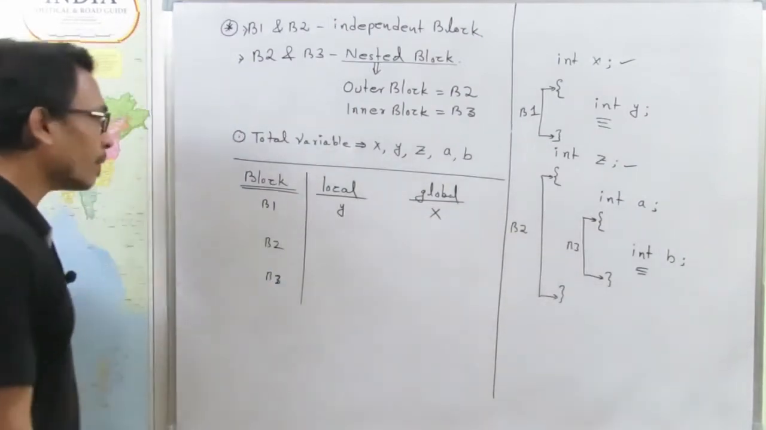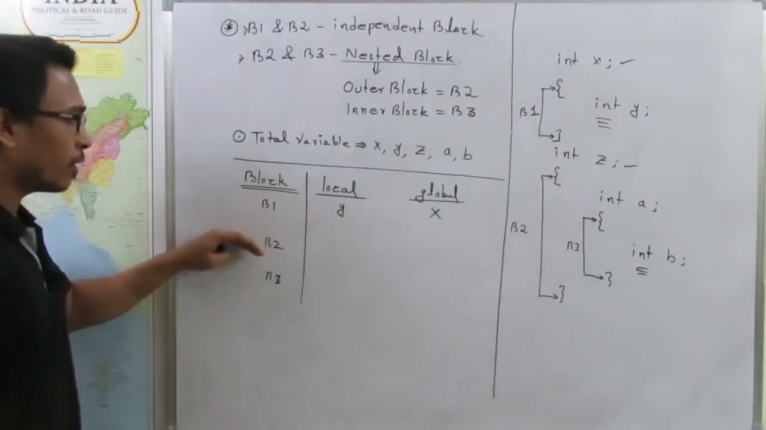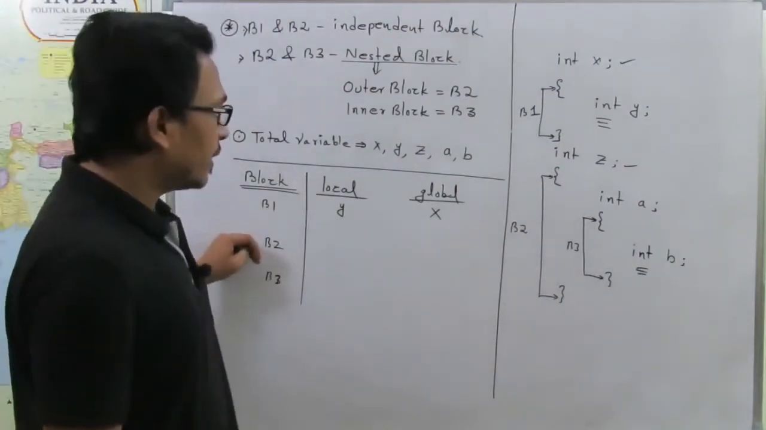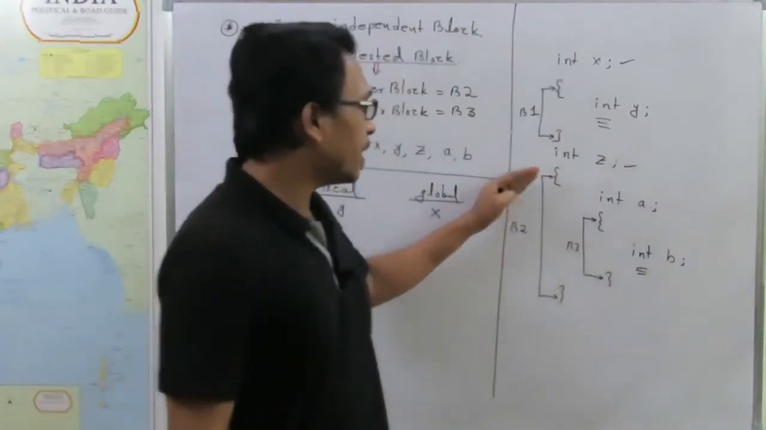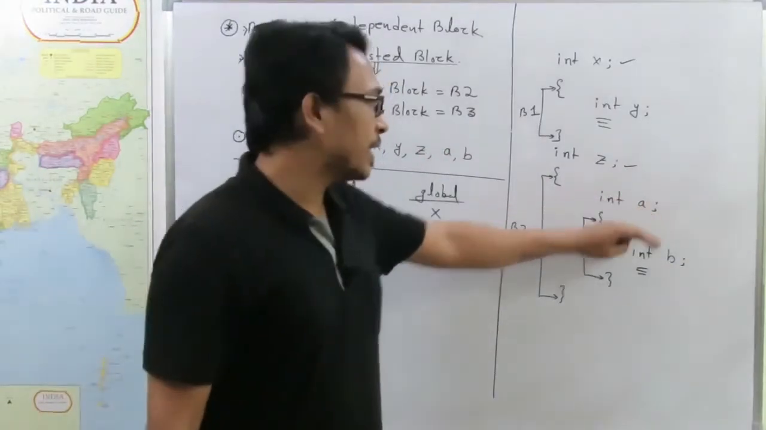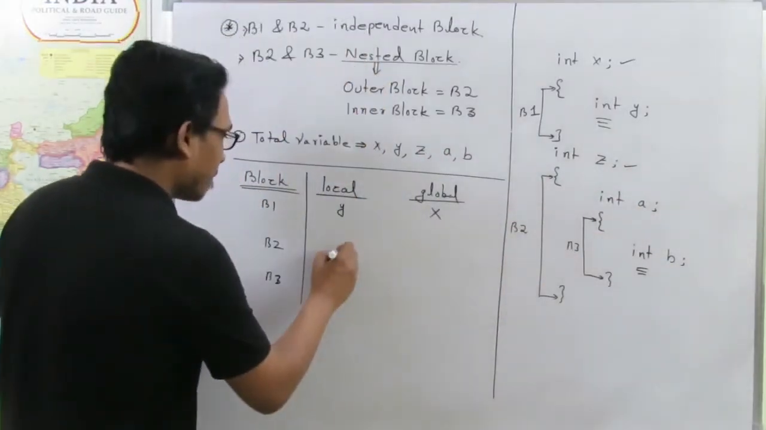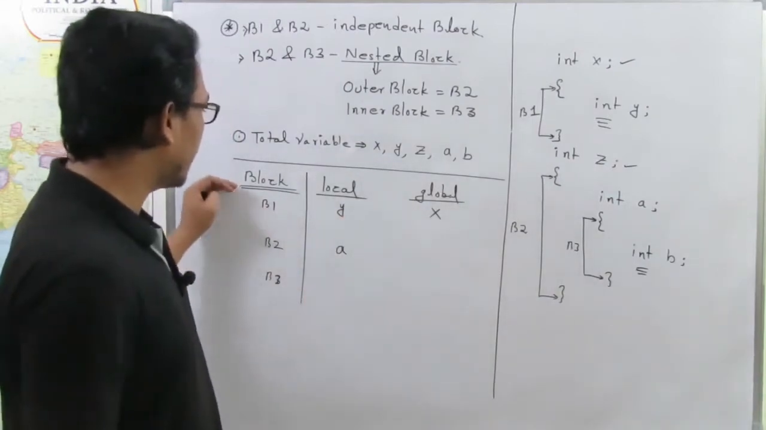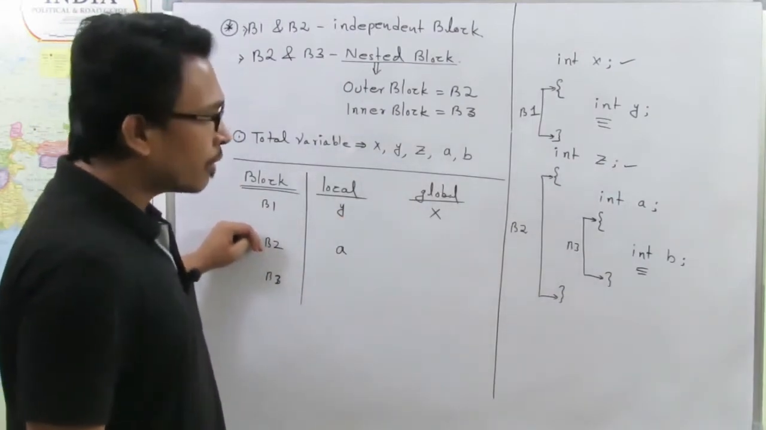Now coming to the next block B2, variables are declared inside B2. Inside B2 only one variable is declared, that is integer A. That means A is the local variable with respect to this particular block B2.